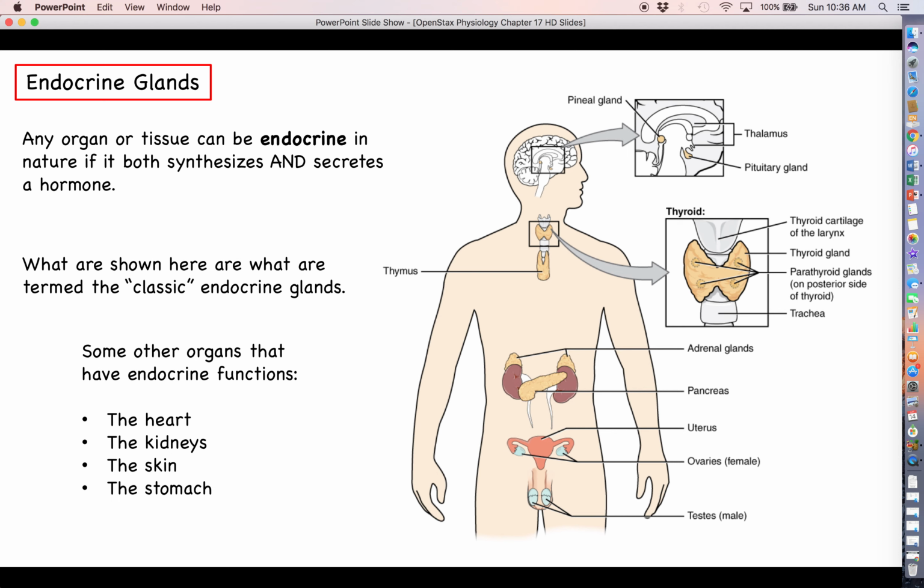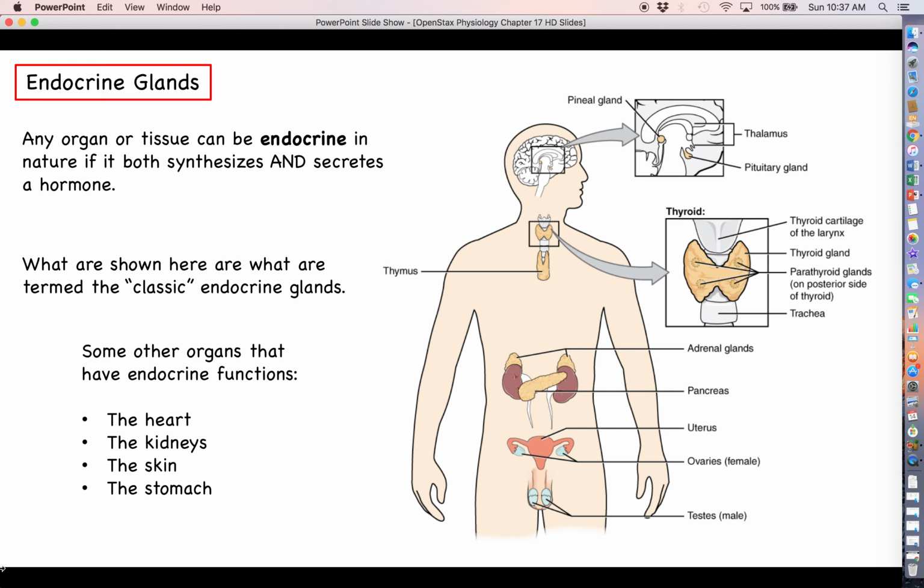But that does not necessarily preclude other organs from being endocrine, right? As we said, the only requirements are that a tissue or an organ has to make a hormone and secrete that same hormone for it to be considered endocrine. So some other organs that do have endocrine functions, even though nobody would say that making hormones is their primary responsibility: the heart makes a hormone called atrial natriuretic peptide, or ANP, and that is a hormone that has a big effect on sodium homeostasis in the body.